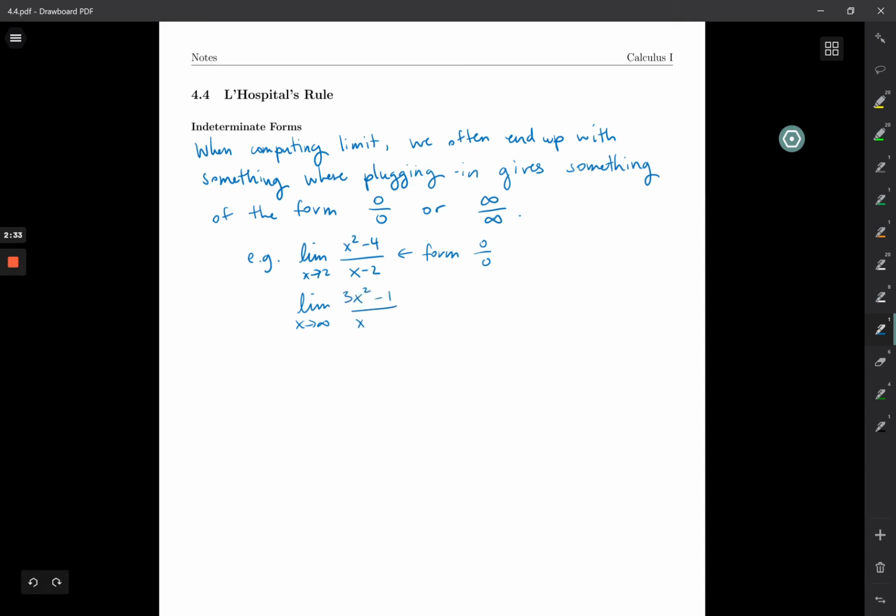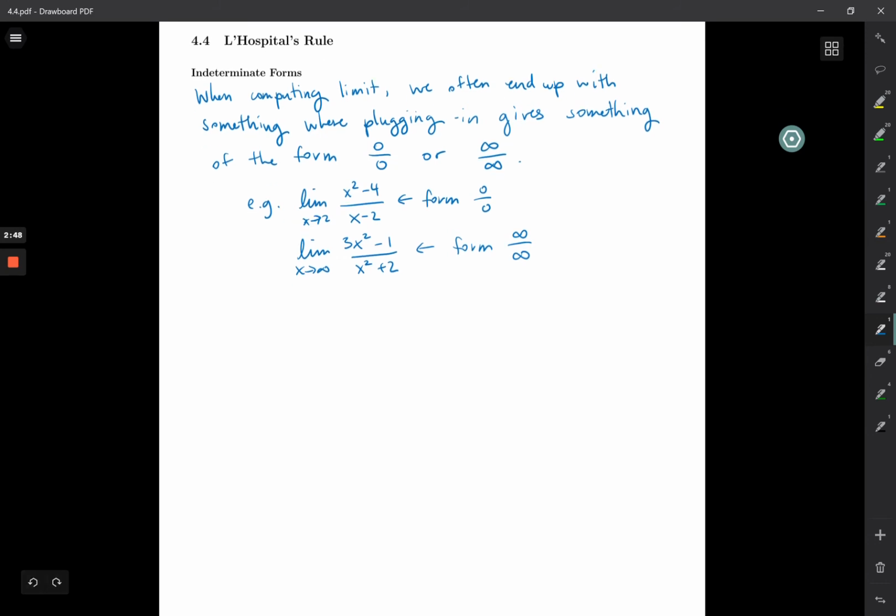And then we often see limits like this where we have two polynomials and x is approaching infinity, and so this is of the form infinity over infinity, right? Okay. So these are both cases that we can apply L'Hopital's rule to.